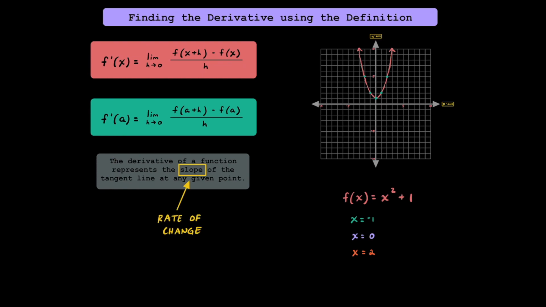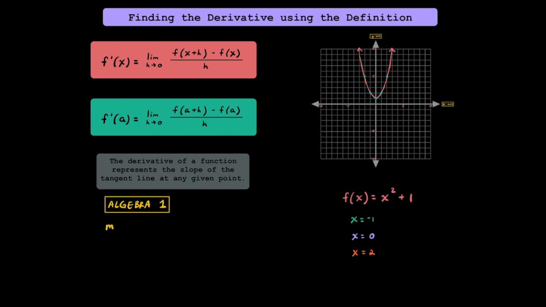Since the rate of change is constantly changing on a curved line, our goal is to find the slope of the tangent line to the curve at a given point so we know the instantaneous rate of change at that one location. Let's do a quick throwback to Algebra 1 to understand slope or rate of change.